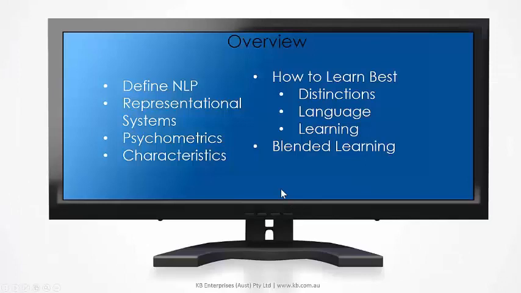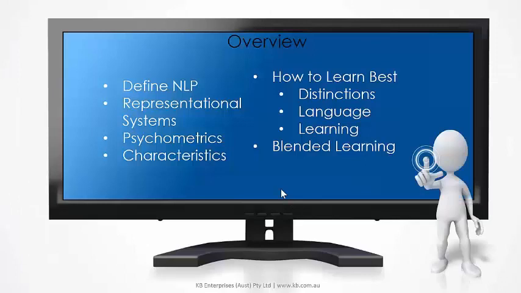So just in going into a summary here, I've given the definition of NLP, the mind, the language and the programming, the behaviour, the representational systems of how we take in information, filter it, sort it and then represent it in some other format, the psychometric tools that I use, the various characteristics of each of the learning styles, then looking at more distinctions, the language that we hear people speak that gives an indication of their preference, the learning and teaching strategies, and then also the blended learning space where we are able to address all the styles in the way we set up our instructional environments.